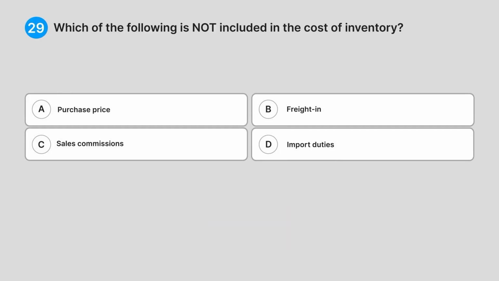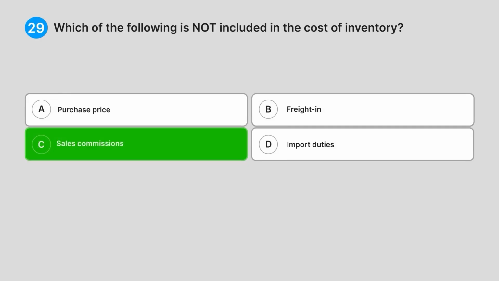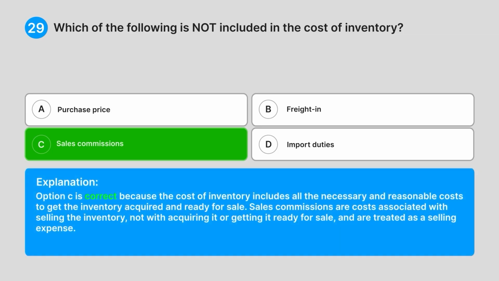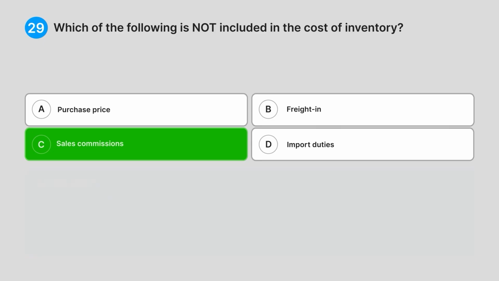Correct answer. C. Sales commissions. Explanation. Option C is correct because the cost of inventory includes all the necessary and reasonable costs to get the inventory acquired and ready for sale. Sales commissions are costs associated with selling the inventory, not with acquiring it or getting it ready for sale, and are treated as a selling expense.